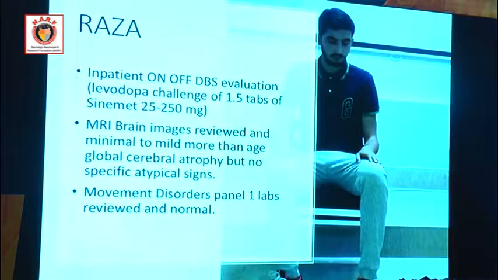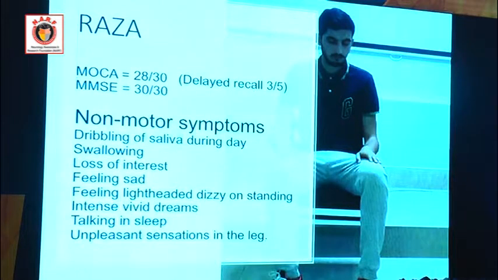Movement disorder panel 1 labs were reviewed and normal. We did not have DRS screening, but we did both MoCA and MMSE. On MoCA, he had a delayed recall of 3 out of 5 without any cues. With cues, it was 5 out of 5, and we enlisted all the non-motor symptoms he's having so that we can counsel him on what will get better and what will not get better. As you can see, he's already having many non-motor issues.